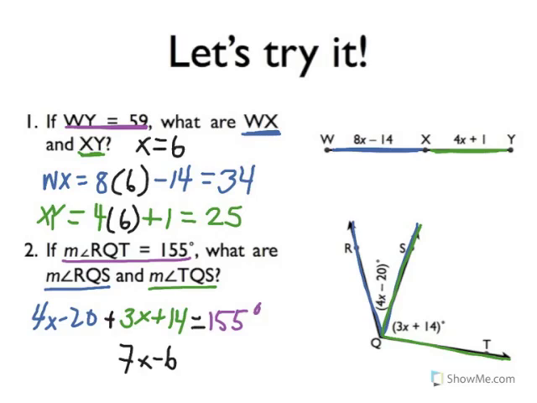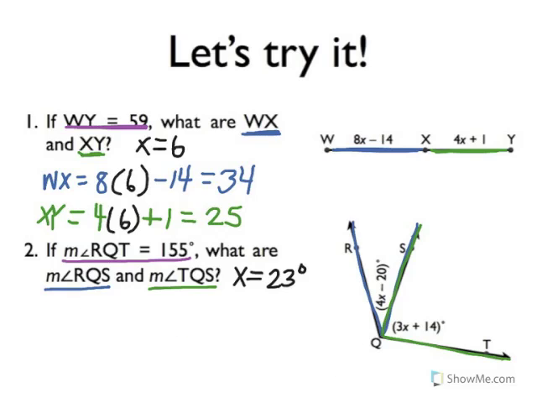7x minus 6 is going to equal 155 degrees. So 7x is going to equal 161 degrees by adding 6 to both sides. Now if we divide both sides by 7, we find out that x is equal to 23. But once again, we're not quite done yet. We just found out that x is 23 degrees, but we need to find the measure of our individual angles.